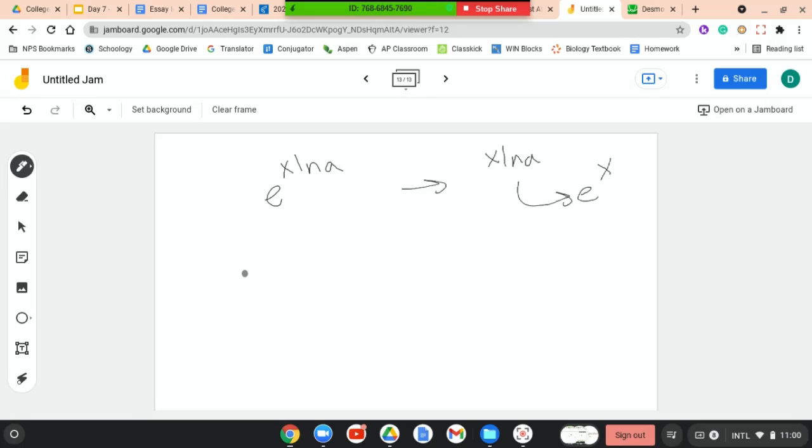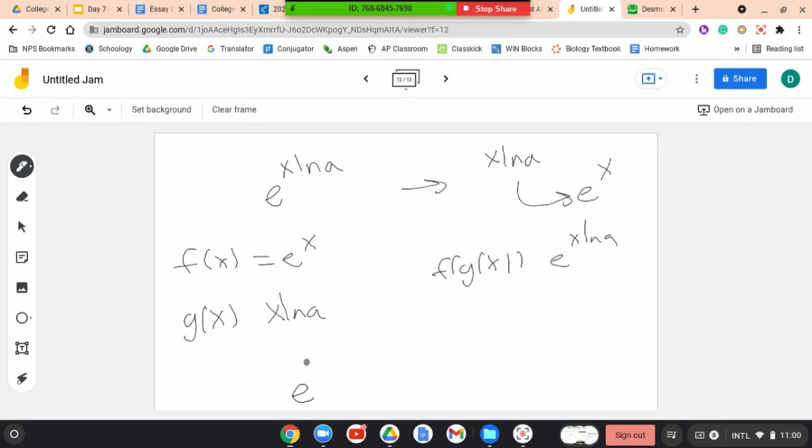All right. So the chain rule tells us here f of x is e to the x, and g of x is x ln a, because f of g of x, you can clearly see, is e to the x ln a. So the chain rule tells us it's going to be f prime of g of x, and the derivative of e to the x is also e to the x. So it's going to be e to the x ln a, times the derivative of the inner function. That's what the chain rule tells us.